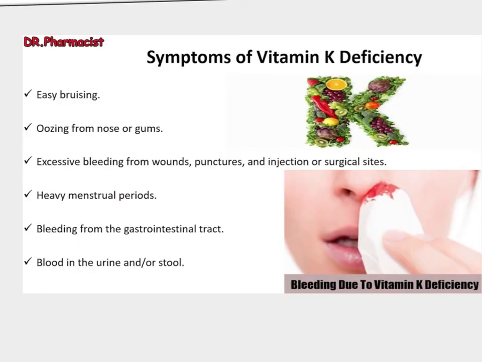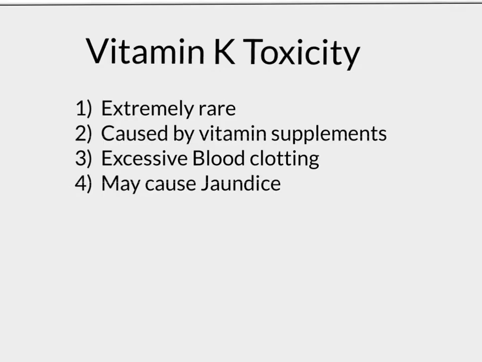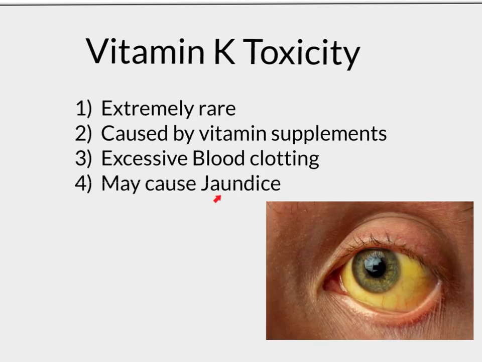Some of the signs of a deficiency in vitamin K are easy bruising, oozing from the nose or gums, and lots of blood issues. So too much bleeding in many different ways. Vitamin K toxicity is extremely rare. I believe there's only one known case of it, and that was caused by taking too many vitamin supplements. The biggest problem with vitamin K toxicity is that if you are taking a blood thinner, it could become a problem. So you don't want to have too much vitamin K in your body if you're in need of a blood thinner. It does cause excessive blood clotting. And vitamin K toxicity can cause jaundice, which is the yellowing of the skin and eyes, which is caused by an excess of bilirubin, a breakdown product of red blood cells.